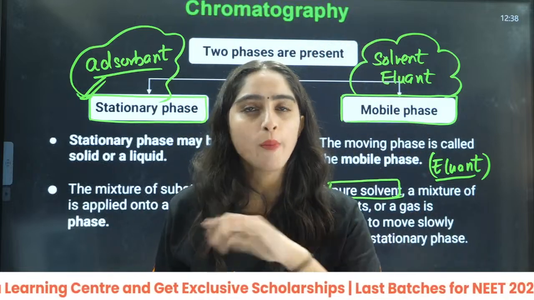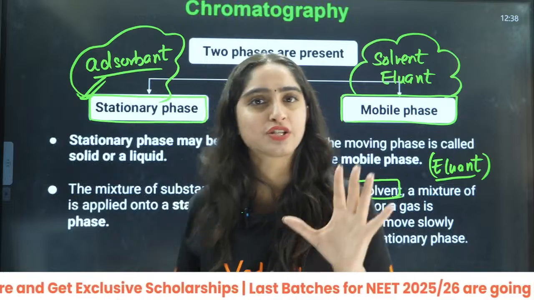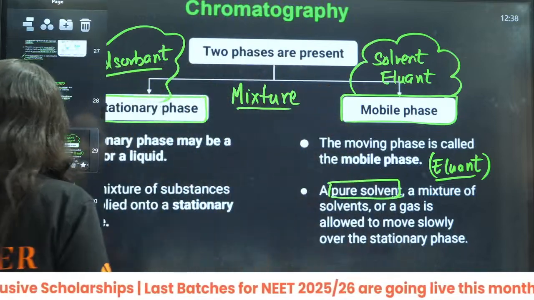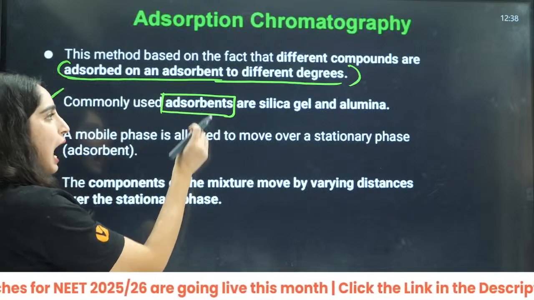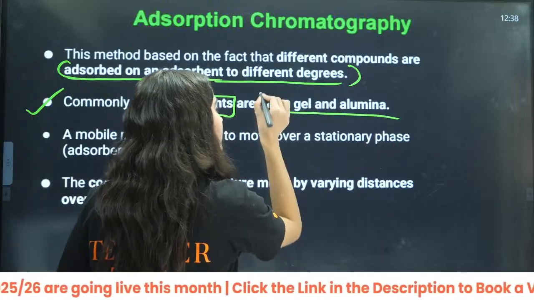If you see adsorbent, same thing, right? Adsorbent and stationary phase are the same thing here. So let us see this. Commonly used adsorbents are silica gel and alumina.